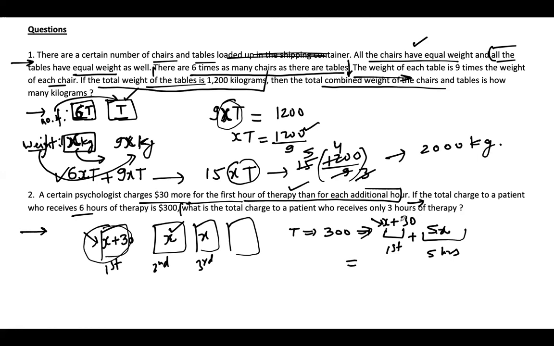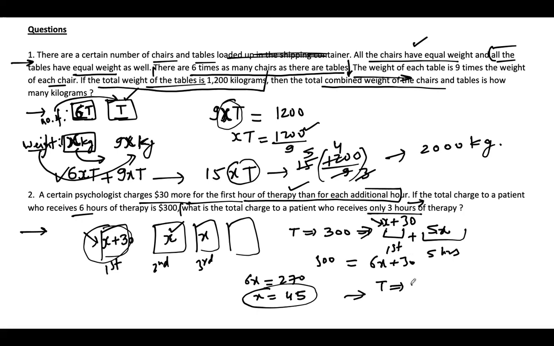So can I say 5X plus X, which is 6X, and plus 30 is equal to 300. So 6X is equal to 270. So X comes out to be 45, since 6 4s are 24 and 6 5s are 30. Now, please see what the question is asking. What is the total charge to a patient who receives only 3 hours of therapy? Total for only 3 hours.